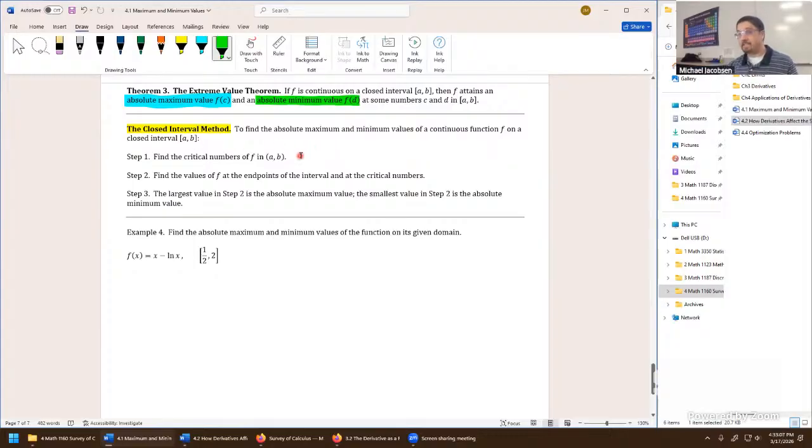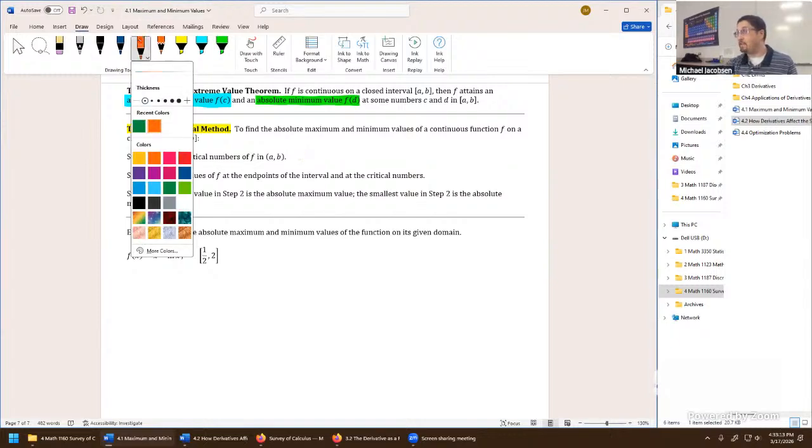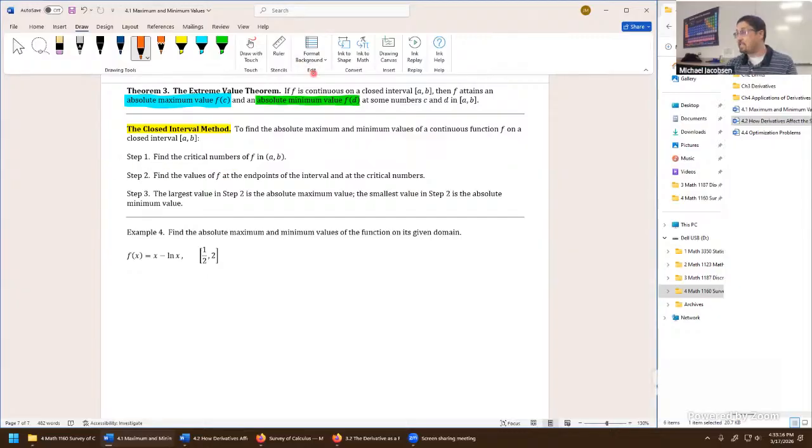Well, it's a step-by-step guide. First thing we look for are the critical numbers. So let's review what that means right away. A critical number of a function satisfies the following. If f prime, let me fix that prime there to make it really noticeable. If f prime at the number c equals 0, then c is a critical number of f.